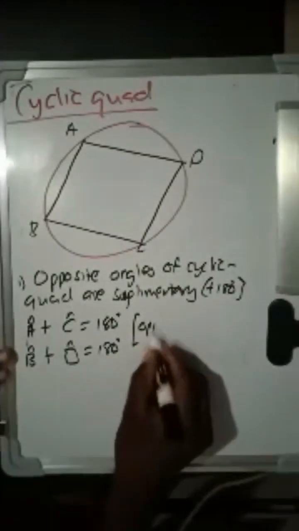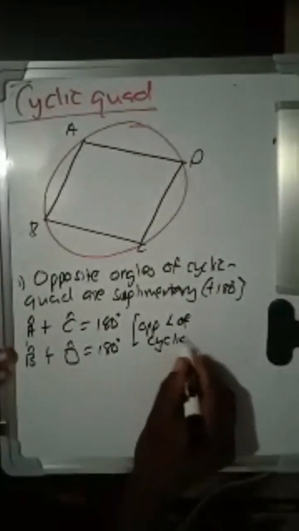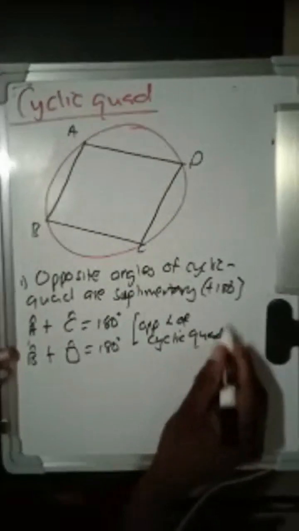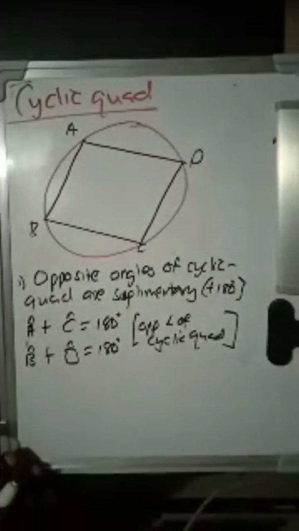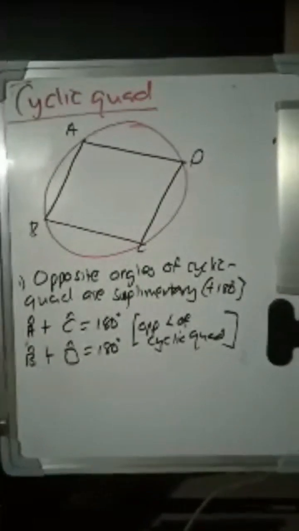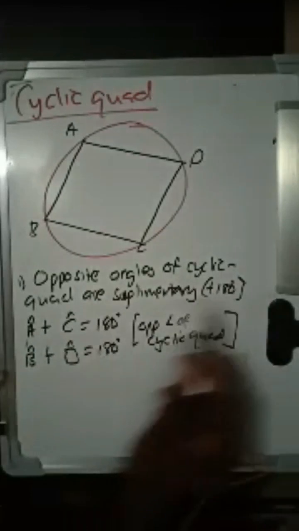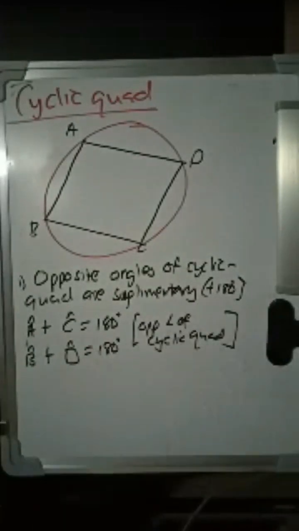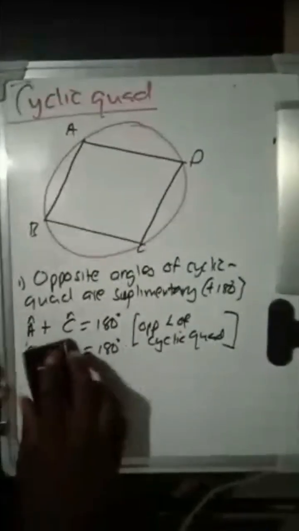Opposite angles of a cyclic quad add up to 180 degrees. Okay? That is the first one. The opposite angles of a cyclic quad add up to 180 degrees. So opposite angles of a cyclic quad are supplementary, meaning to say they add up to 180 degrees. Okay? Now, number two.